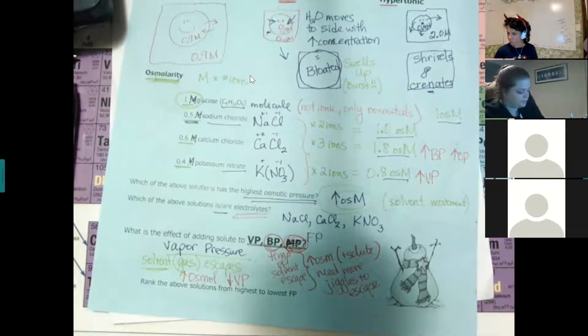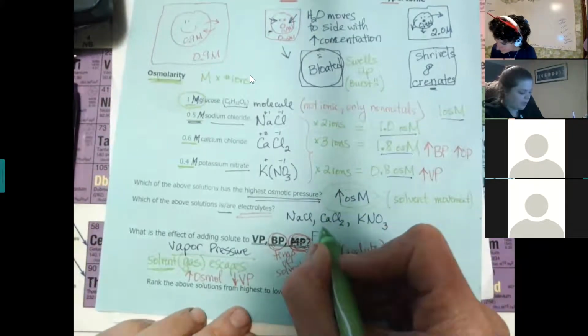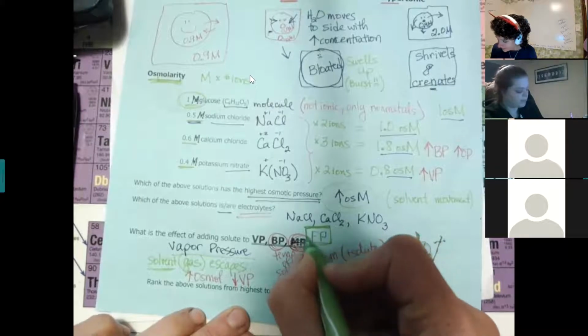So it's when the solvent is going to freeze. So again, for a solvent to freeze, we're going to make it into a solid. So going back to our states of matter.